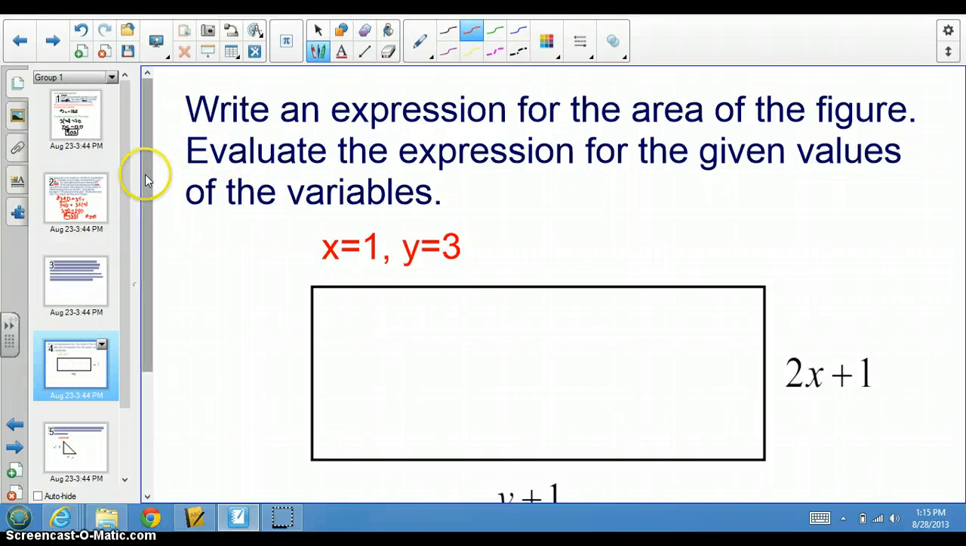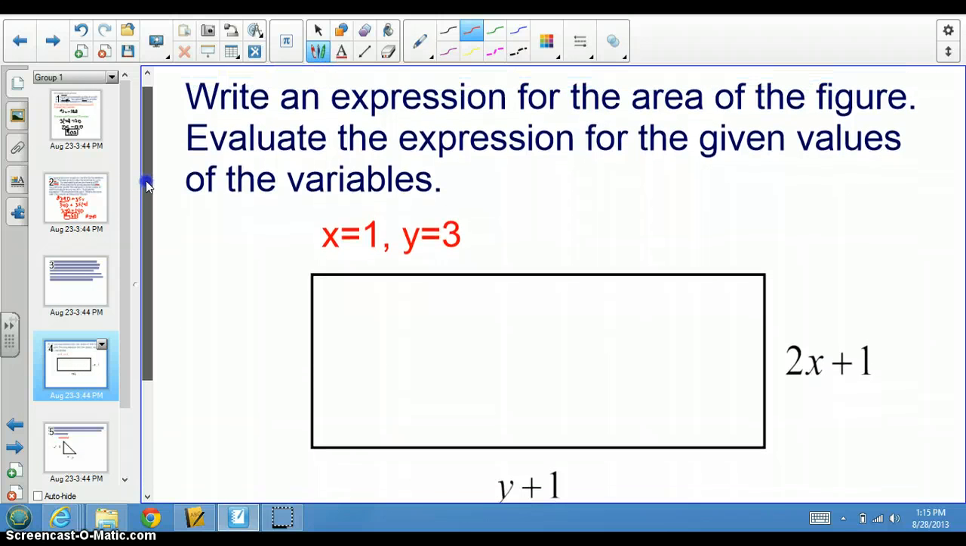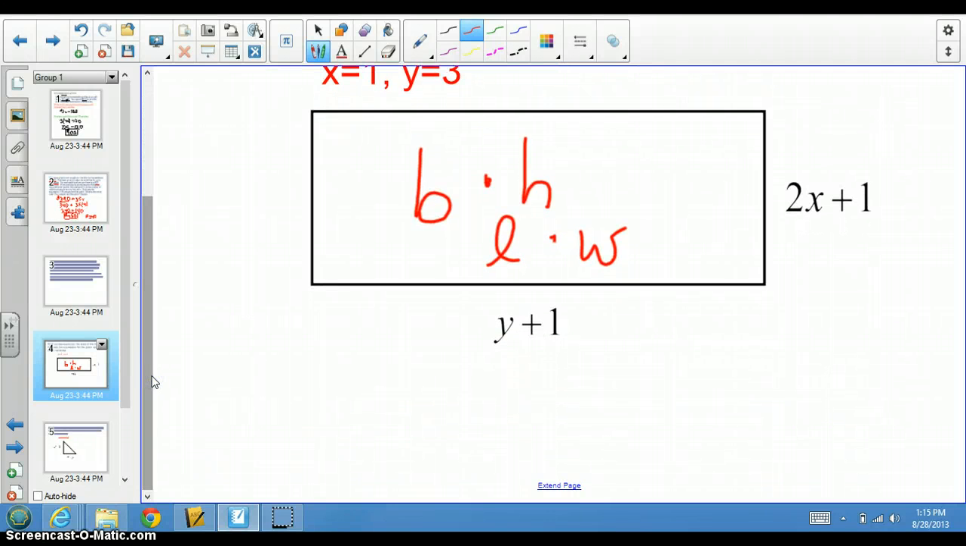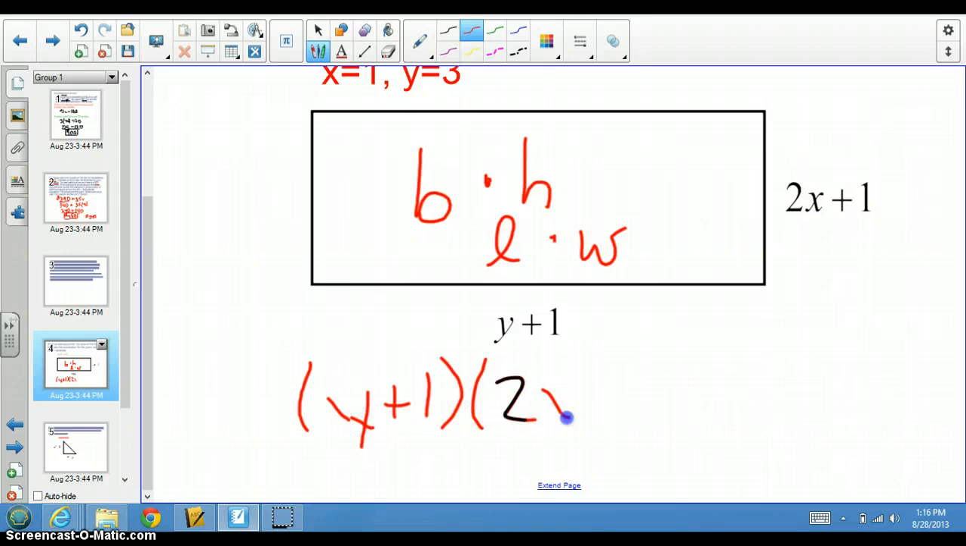Alright, let's look at this next one. It says write an expression for the area of the figure. So look, what kind of figure is this? It's a rectangle. So to find the area, we do base times height, or length times width. Either one of those are formulas. So first we need to write an expression. Writing an expression has variables in it. So my base, I'll say, is y plus 1, and my height is 2x plus 1. There is my expression.